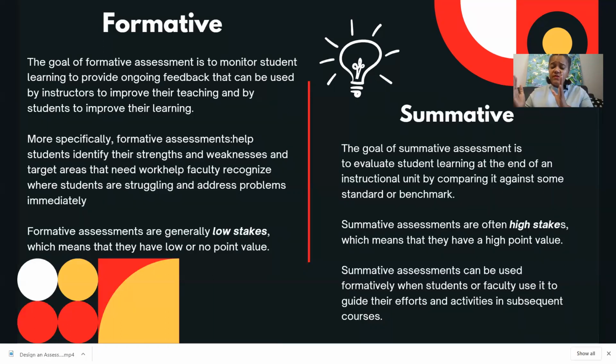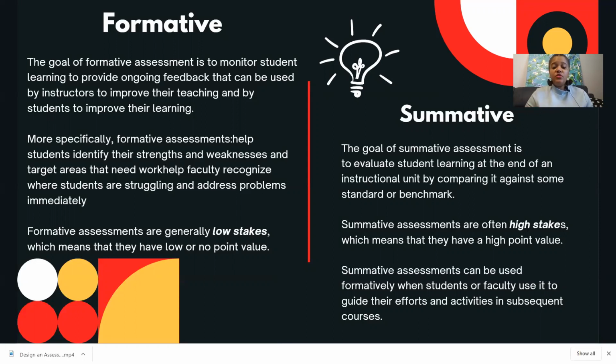Now we have our summative assessments. The goal of summative assessments is to evaluate student learning. Formative, check on it. Summative, evaluate it. And it's usually the end of an instructional unit, or it's against standards or benchmarks, which is what I really focus on a lot. Therefore, summative assessments are high stakes. They have an increased point value. They are worth more. They are a check or a determination of whether a student is capable of that achievement.